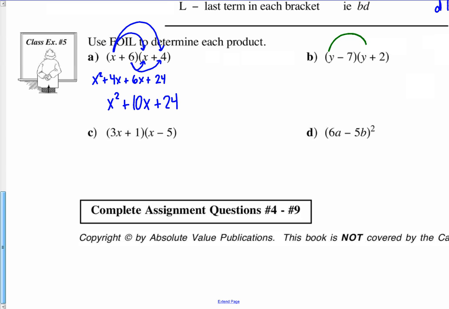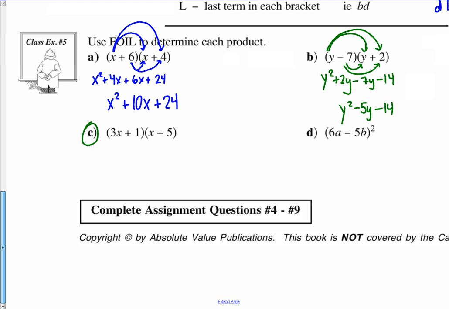So we're going to distribute the y into both of those terms. Y times y, y squared. Y times 2 is 2y. Now what? Negative 7 into both. So negative 7 times y, negative 7y. Negative 7 times 2, negative 14. Collect like terms and we get y squared minus 5y minus 14.